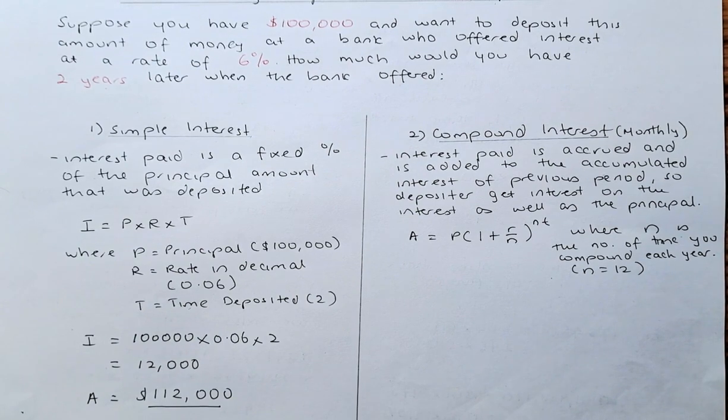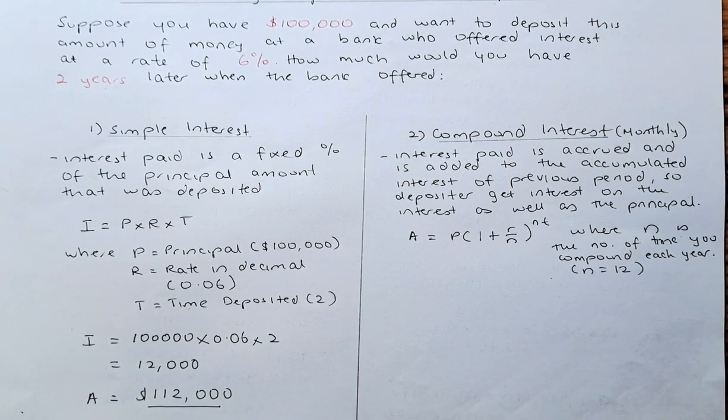So the formula to calculate amount, they don't have the formula for interest. They straight away go to the formula to calculate the amount. It's going to be principal, bracket 1 plus the rate over n. N is the number of times you compound each year.